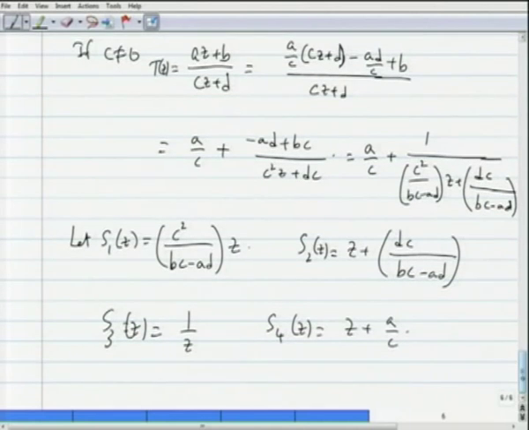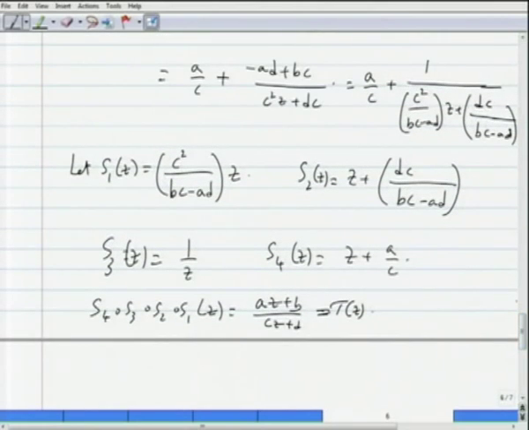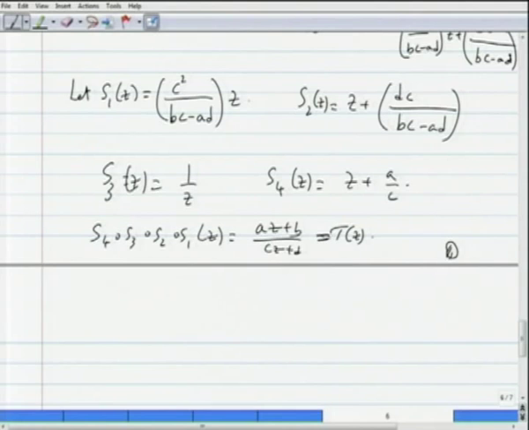What we have is S4 composed with S3 composed with S2 composed with S1 of z is going to be your az plus b by cz plus d, which is your T of z. And notice that these compositions also work for those other exceptional points minus d by c or infinity, etc. One can verify by substitution that these compositions also respect those special definitions. So, that proves this proposition.